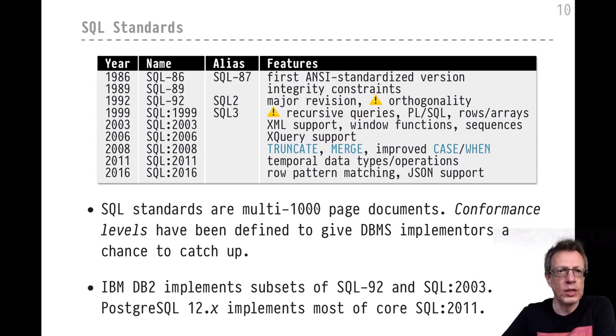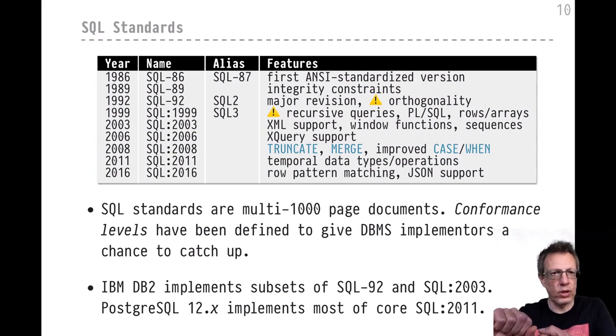And you see that the language has collected quite some features over time. You see that some basic ingredients like integrity constraints that really make up the core of the relational database model have already been added in 1989. Then some major revisions have been performed to make the language more orthogonal, to make it possible to combine its constructs in a really orthogonal fashion.